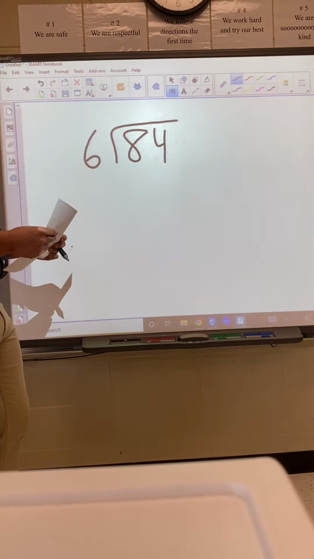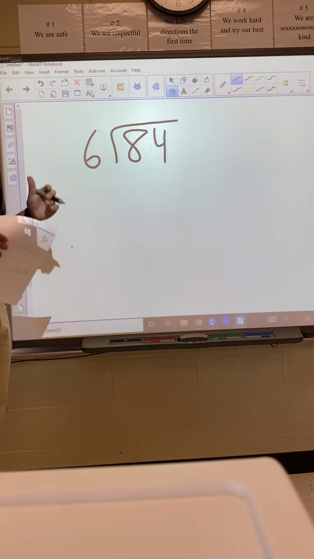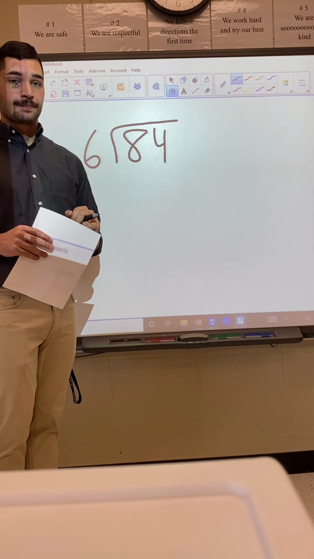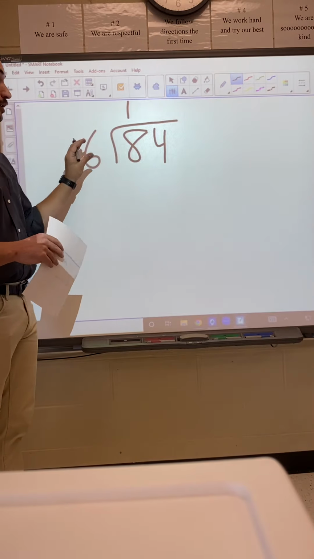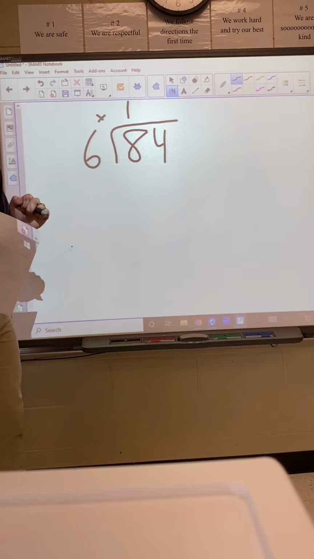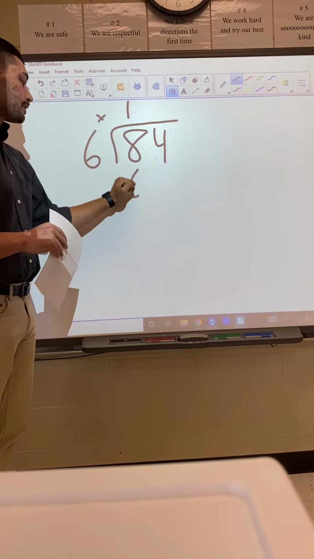All right, so first thing we think is, can 6 fit inside of 8? And it can. How many times can we fit 6 inside of 8? That's right, 1 time. So we put our 1 on top, and after we've done our division step, our next step is our multiply step. So we think 6 times 1. What would 6 times 1 get us? Yep, it would get us 6. So we put our 6 on bottom.